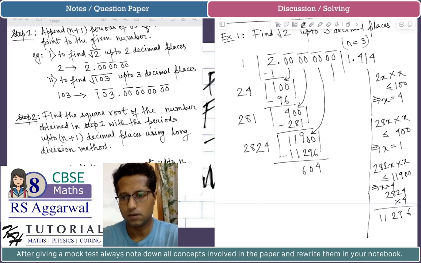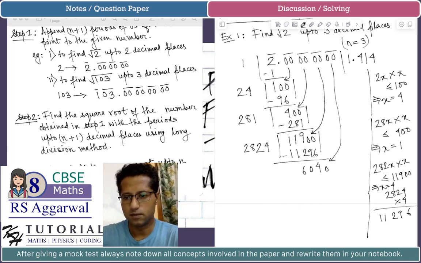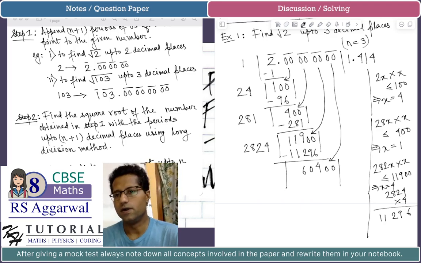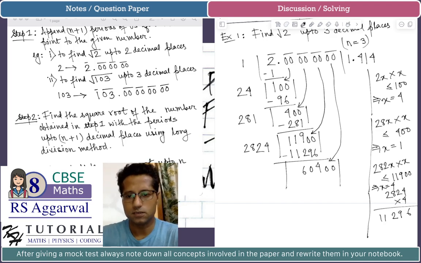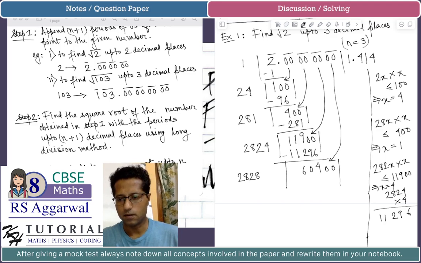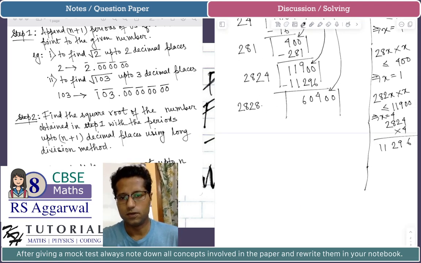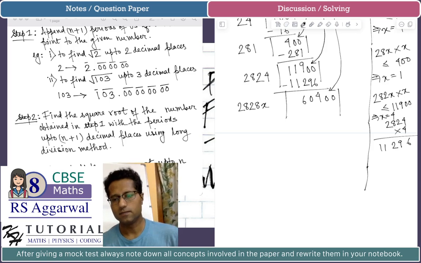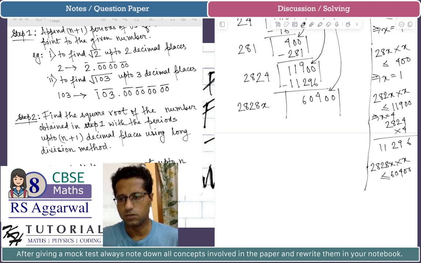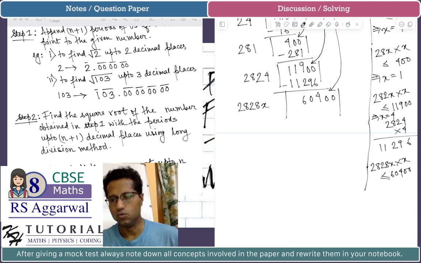We will bring down the next period, and the next dividend becomes 60400, and the quotient becomes 1414. Multiplied by 2, that is 2828. Okay. Now we have to see what digit we have to put here, so that 2828x multiplied by x will be less than or equal to 60400, and I guess it will be 2. Let's see.